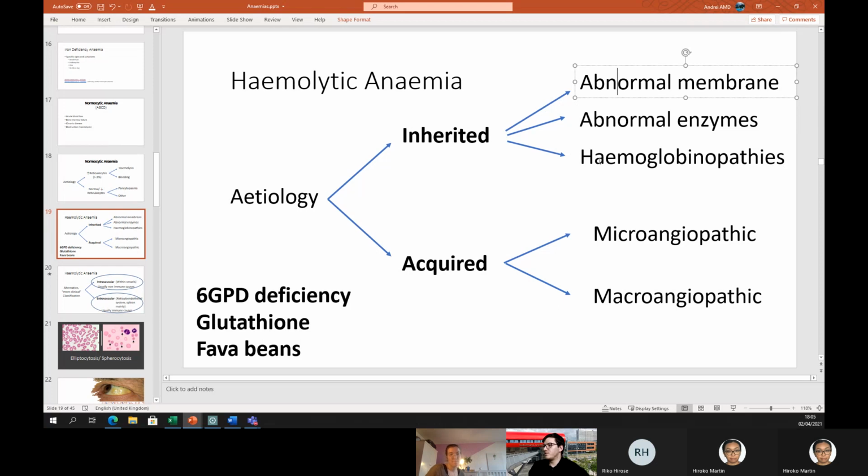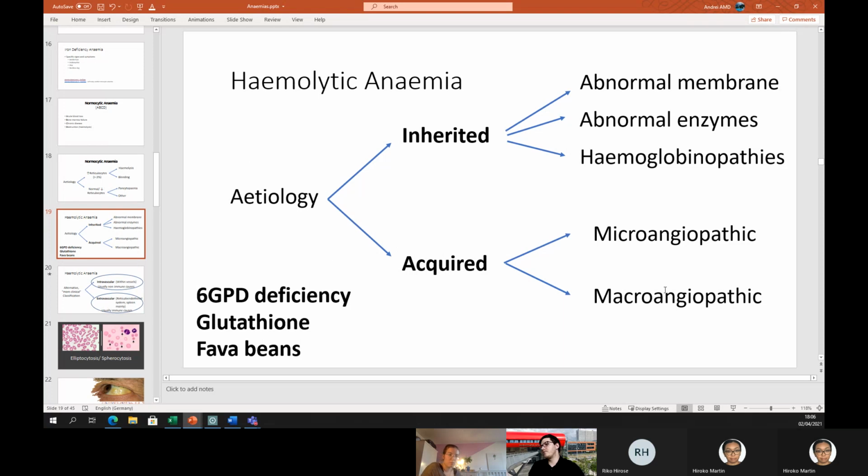Another inherited condition would be an abnormal membrane, particularly spherocytosis or elliptocytosis. You might be hearing about this frequently. I don't know about the incidence, but I'm to some degree convinced that inherited hemolytic anemias are not as common as the acquired ones. So then we move on to acquired, which are more common.